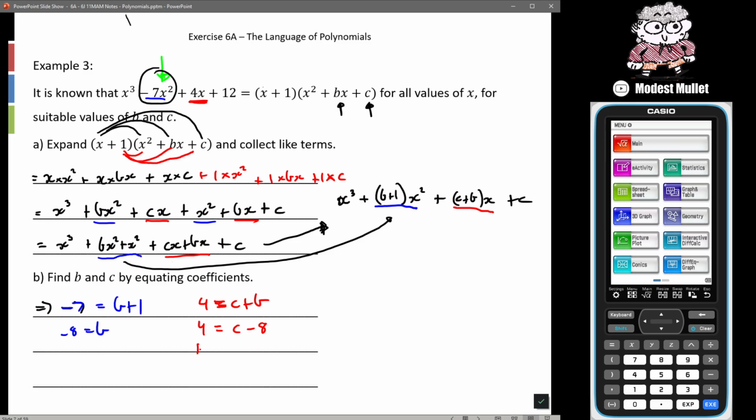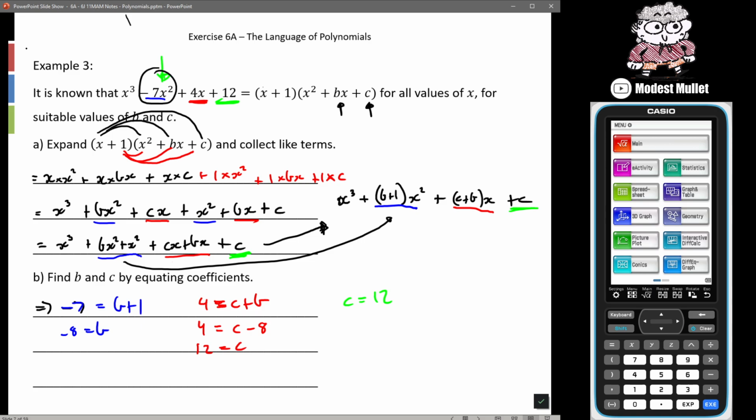So add the 8 over, we get 12 is equal to c, which we can also check: 12 is our only constant, so that also matches up that c had to be equal to 12 by looking at the constant on the end. So that's how we can find b and c, by equating coefficients.